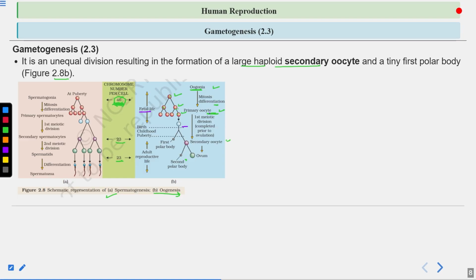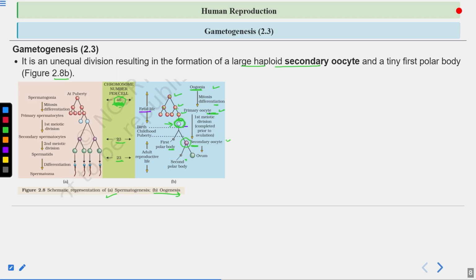Then some of the oogonia differentiate into primary oocytes. So this cell is the primary oocyte. This primary oocyte will also be diploid. Before birth, these primary oocytes are formed. Then at puberty, or after puberty, the primary oocyte will undergo meiosis 1, because this primary oocyte was arrested at prophase 1 of meiosis 1. It will complete meiosis 1, and it will form a large secondary oocyte and the first polar body.